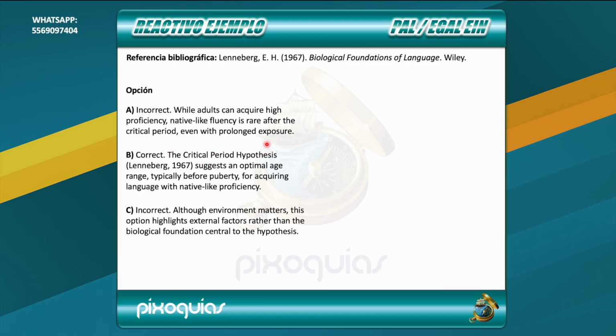The critical period hypothesis from Lenneberg in 1967 suggests an optimal age range, typically before puberty, for acquiring language with native-like proficiency. While options A and C are incorrect. A is incorrect because while adults can acquire high proficiency, native-like fluency is rare after the critical period, even with prolonged exposure. And C is incorrect also because although environment matters, this option highlights external factors rather than the biological foundation central to the hypothesis.